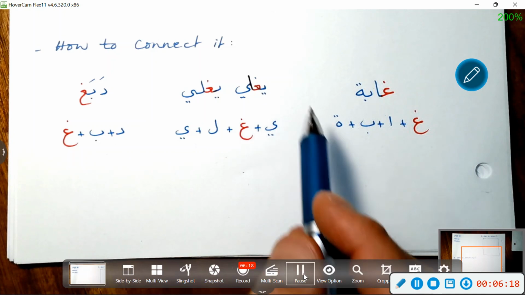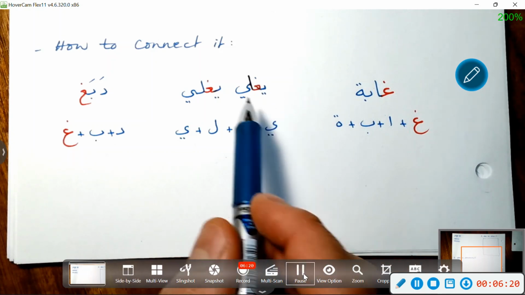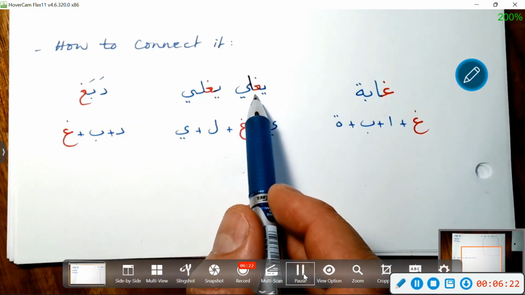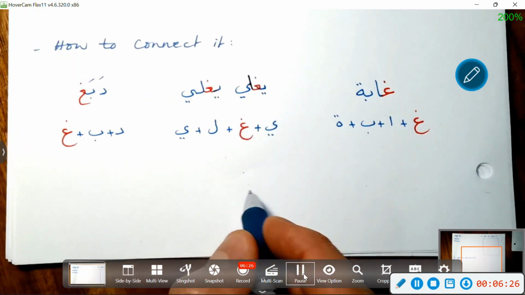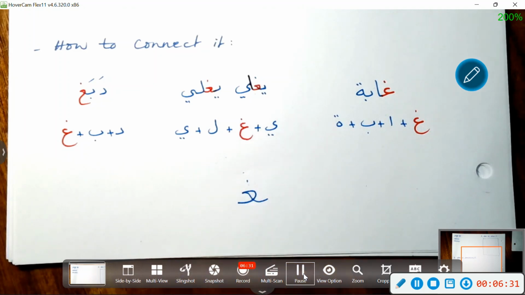And as we see with the Ain, Ghain in the middle and at the end changes the shape. It becomes closed like this, with the head pointing this way, like a hawk head.